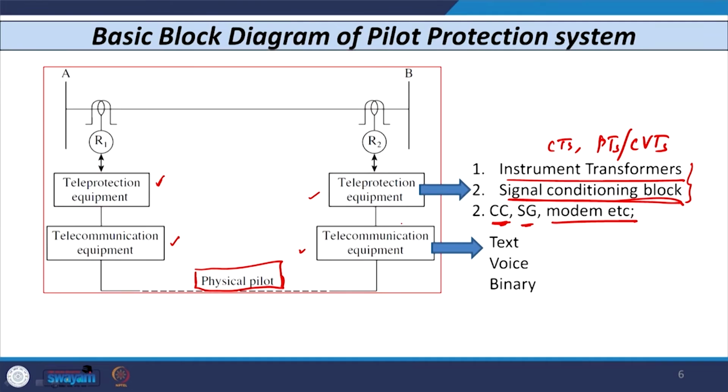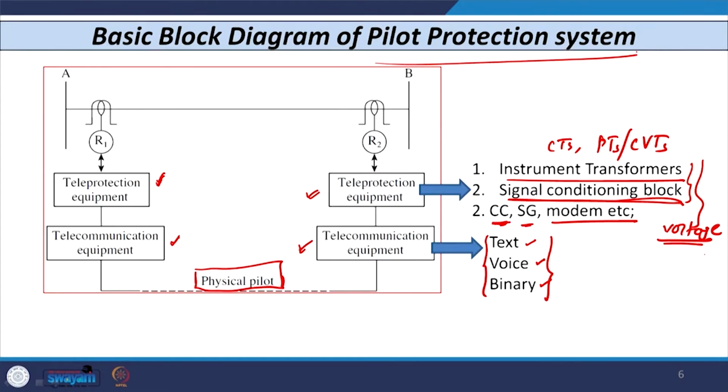In the telecommunication equipment, you have the device which converts all these signals. Basically, these signals are in voltage form. So, you can convert them into text if you want to transmit the signal using the physical pilot through text, into voice if you want to transmit through voice, or into binary form if you want to transmit in binary form. So, these two devices are very important as far as the pilot protection scheme is concerned.